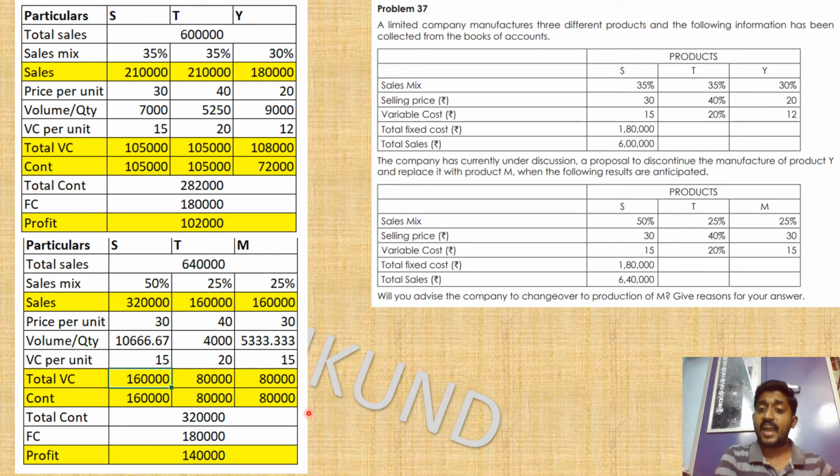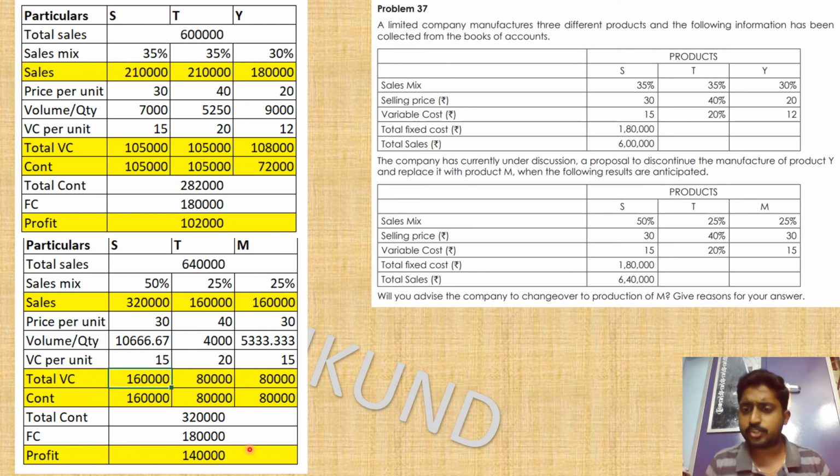Total sales you already have, total variable cost you already have, and total sales minus total variable cost will give you the total contribution. Now you can add up the total contribution at the company level, minus the fixed cost, which is the same as in the previous case. 1.8 lakh is the fixed cost, and 1.4 lakh is the profit.